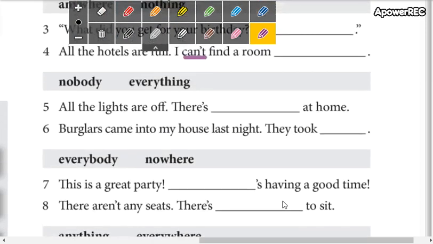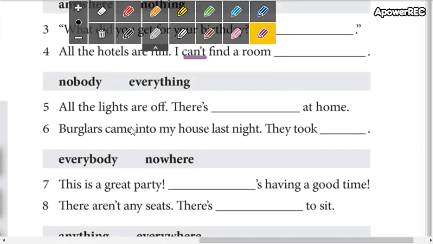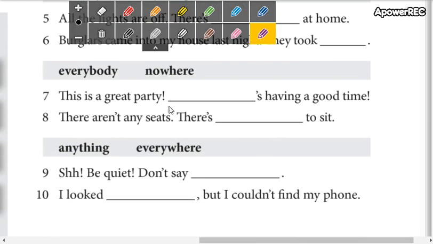So, complete. Nobody, everything. Recuerden, ambas se usan en afirmativo, pero tienen que leer el sentido de la oración. Y el significado también no es lo mismo. Everybody, nowhere. Recuerden, idea de negativo, pero la gramática es affirmative. Acá hay un punto y sigue la oración afirmativa.